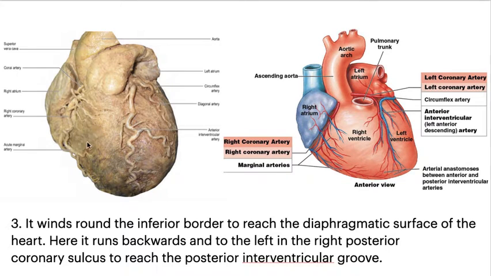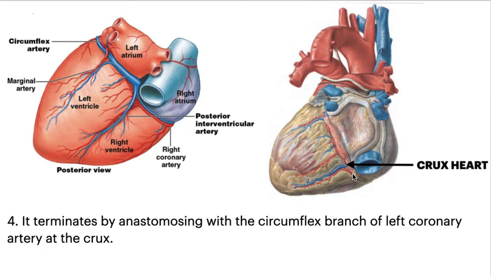Here it runs backwards to the left in the right posterior coronary sulcus to reach the posterior interventricular groove. Okay. So the right coronary artery has coursed towards the diaphragmatic surface, from where it moves in the posterior interventricular groove. It terminates by anastomosing with the circumflex branch of the left coronary artery at the crux of the heart.